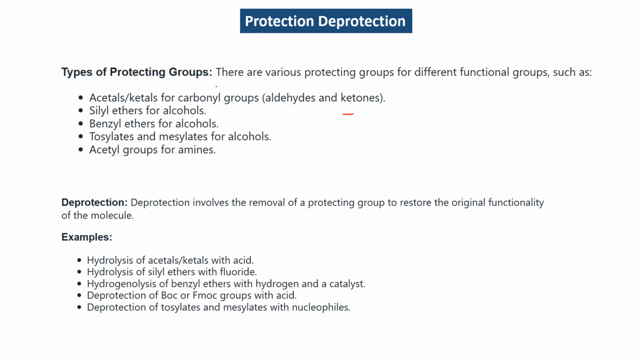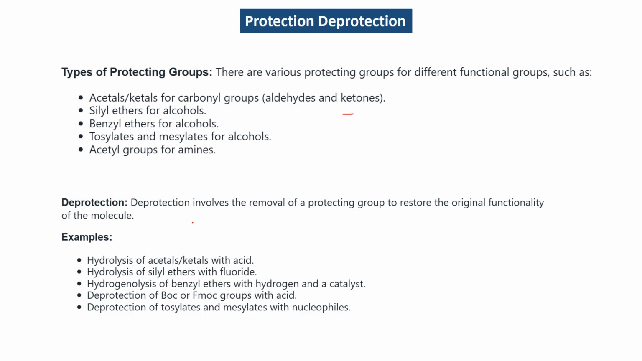So acetals or ketals for carbonyl group, silyl ether for alcohol. If there is an alcohol and you want to protect that from other reagents, then you can protect it with silyl ether. Benzyl ether for alcohol, tosylate or mesylate for alcohol, acetyl group for amines. Now we have to deprotect. Every group can be deprotected by a different reagent.